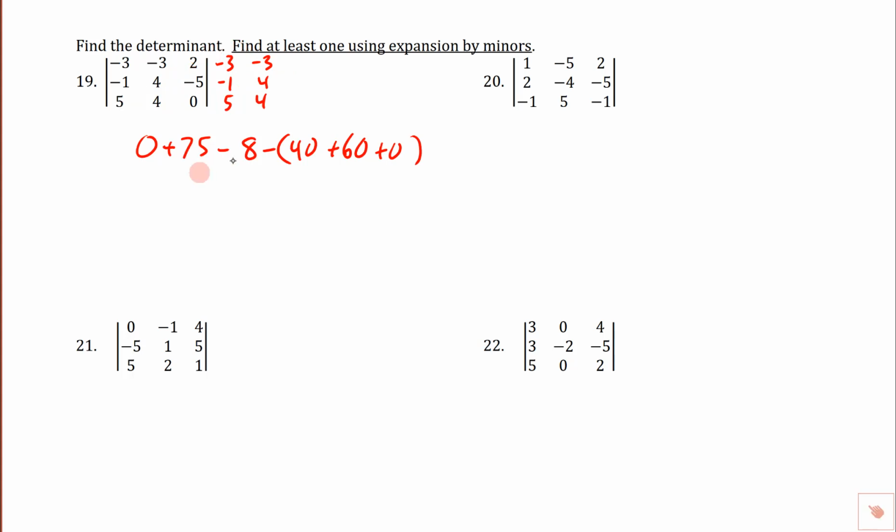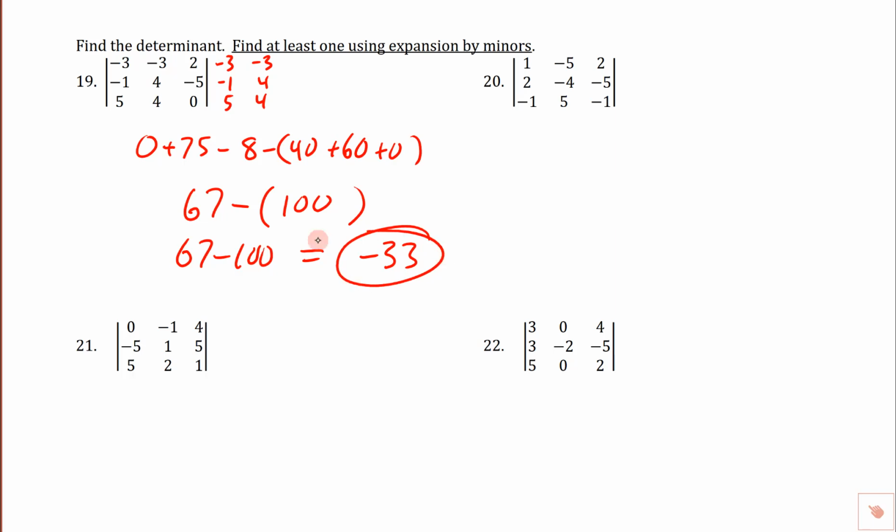And let's see what we've got here. So what I like to do is let's put these two together, or these three if you want to think of it that way. So this is going to be 67 minus whatever we get inside here. So this is going to be minus 100. So 67 minus 100, we end up with a negative 33. So the answer on that one is negative 33. Again, lots of calculations to keep track of here. Make sure you're careful with that.